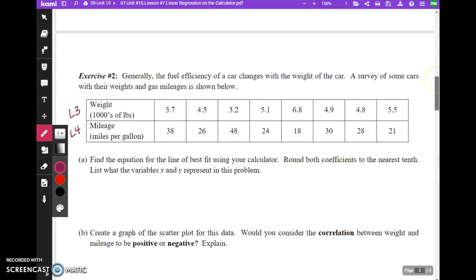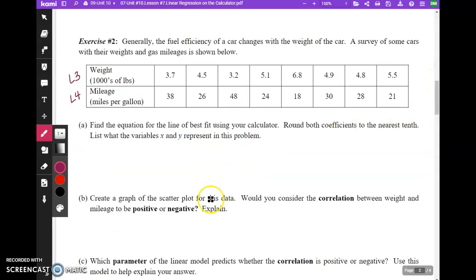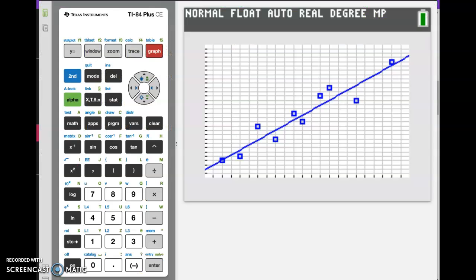All right, so now let's look at the second exercise. Generally, the fuel efficiency of a car changes with the weight of the car. A survey of some cars with their weights and gas mileages is shown below. All right, so this is the weight and this is the mileage. So we already have the data in here, so let's do the equation of best fit.